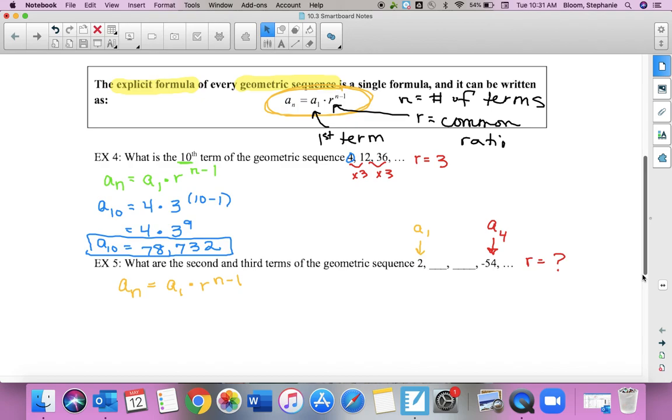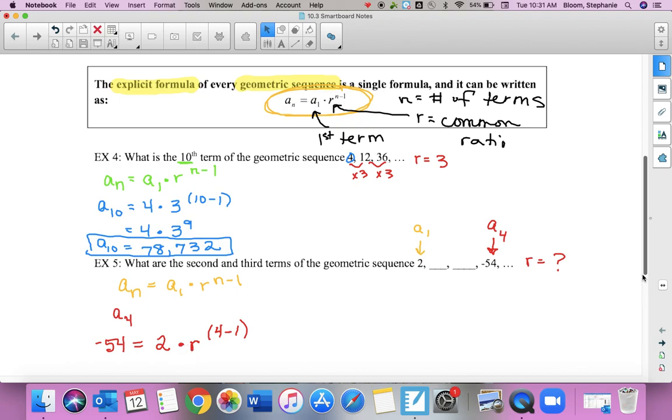So I know if I do this for the fourth term, right? I know that my fourth term is negative 54. I know that my first term is 2. I don't know my R. And I know I'm talking about my fourth term, so I'm plugging in 4 for my n, right? So we're trying to figure out what this R is based on this information they've given us. So if I know two of my terms, I can plug those in to find this R, okay? And then we're going to solve.